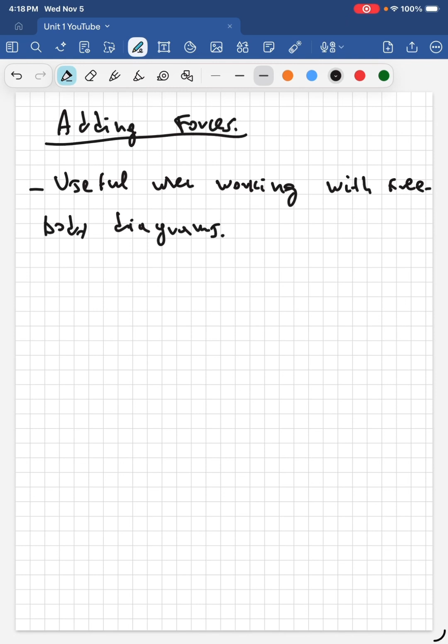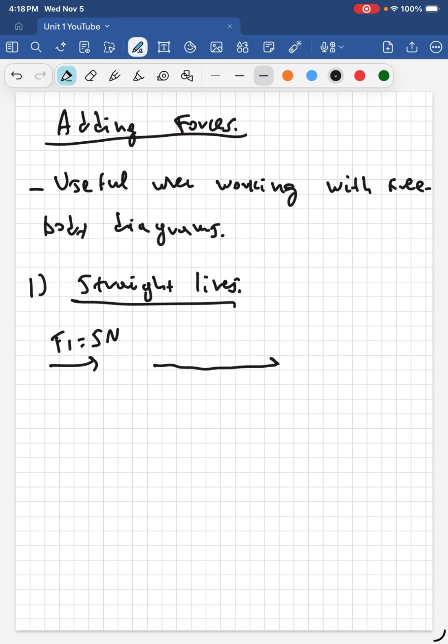So let's start with the first case, okay? Which is when the forces align in a straight line. So straight lines. Okay. So let's say that you have this force F1 points to the right or the positive x direction, and its magnitude is 5 newtons. And then you have another one, F2, which has a magnitude of 10 newtons.